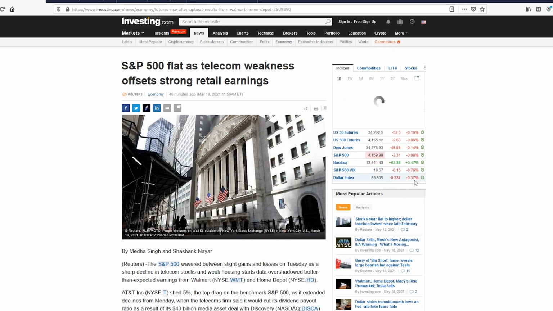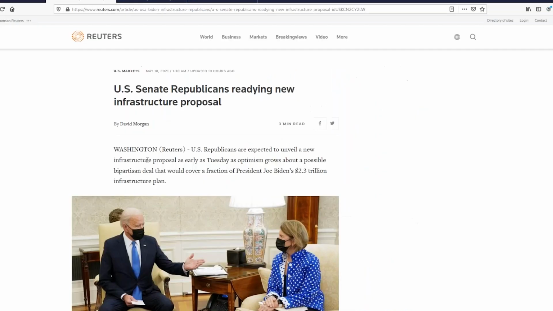The dollar, US dollar, is weakening a bit, which makes sense when we look at the next headline. US Senate Republicans readying new infrastructure proposal. So the Republicans, the Democrats in the US are trying to come to a deal on more stimulus, which has been a popular thing of late ever since COVID and economies trying to stay afloat and reopen.